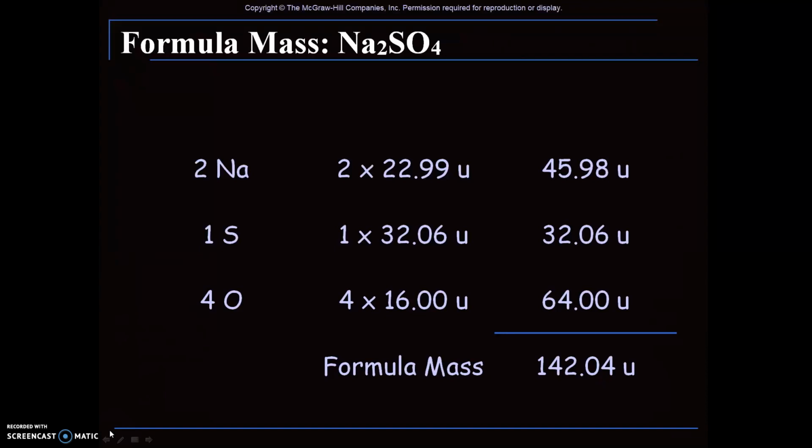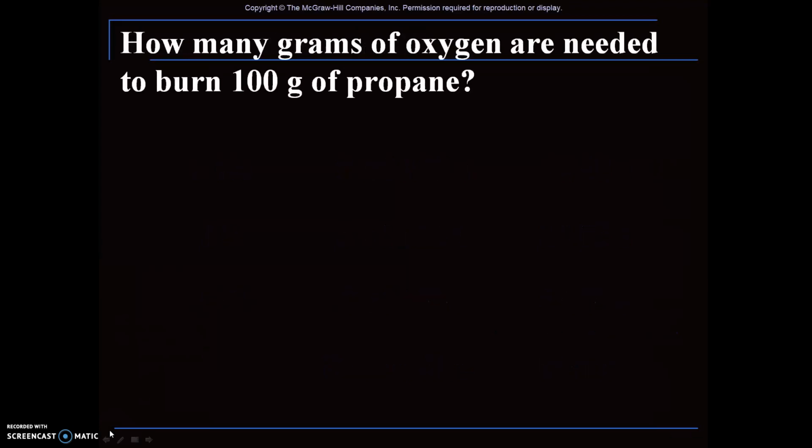And I have 1 sulfur. So 1 times 32.06 gives me 32.06. And 4 oxygens. 4 times 16 units. It's going to give me 64. So when I add all those, then I get 142.04. So the formula mass of the sodium sulfate, Na2SO4, is 142.04.